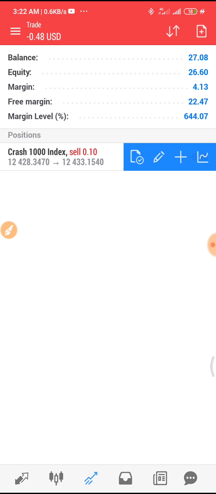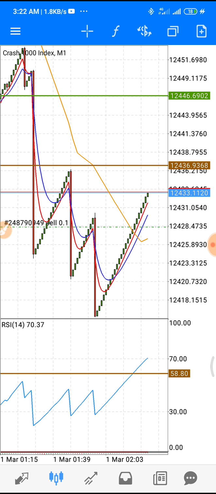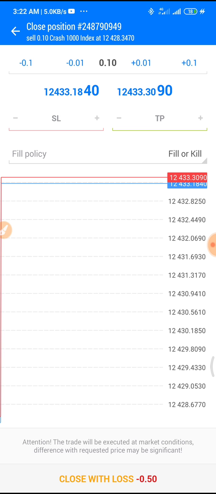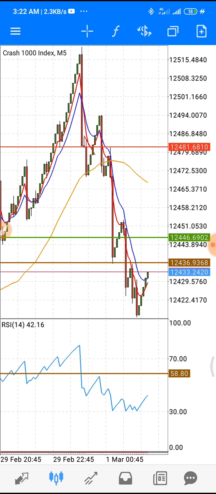Let's check. Okay, I think the 5 candles should have been completed right now. So 1 2 3 4 5. So definitely this one has hit our stop loss, so we're closing that. So always learn to close trading at a smaller loss.